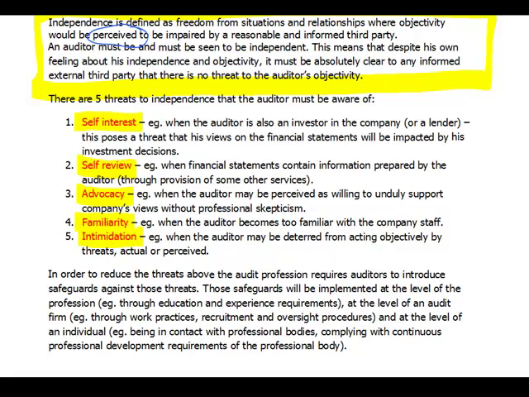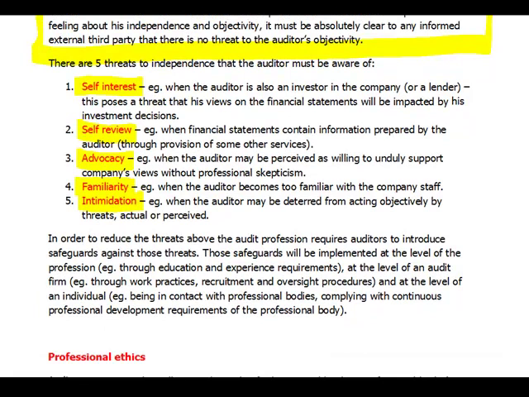Now, these are the 5 threats to independence, and in order to reduce their impact, the auditor will place safeguards. These safeguards are placed at the level of the profession. So, for example, not everyone can become an auditor, right? You have to pass exams, you have to show your ability to behave ethically, you have to continuously upgrade your skills afterwards.